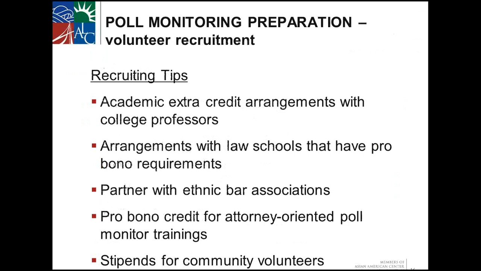Some recruiting tips. Academic extra credit, arrangements with certain college professors for some courses, arrangements with law schools that have pro bono requirements. This is something that you would check in with the law schools. In particular, PALSAs are a good source of being able to obtain this information for you from the law school. Partnering with ethnic bar associations. Here in Illinois, we have a good relationship with the Indian Bar Association, and we are working with them recruiting poll monitors for November for the Asian Indian Language Assistance poll sites that we're looking at.